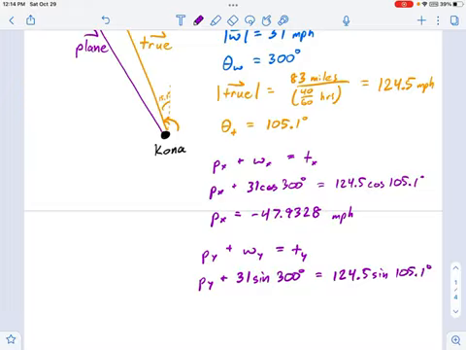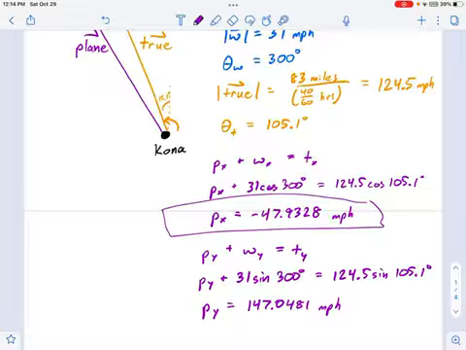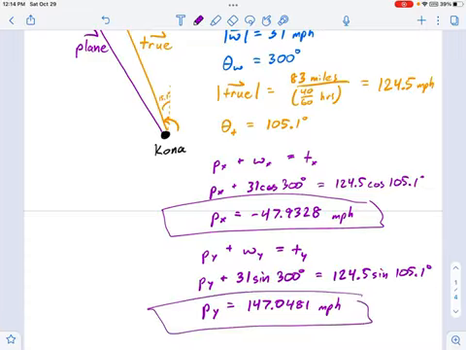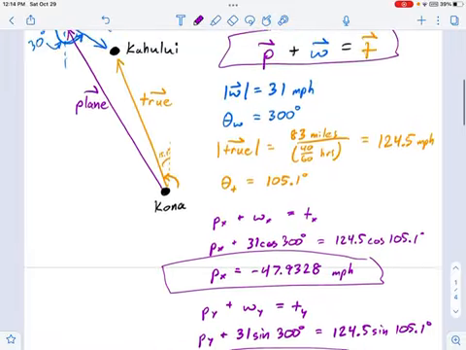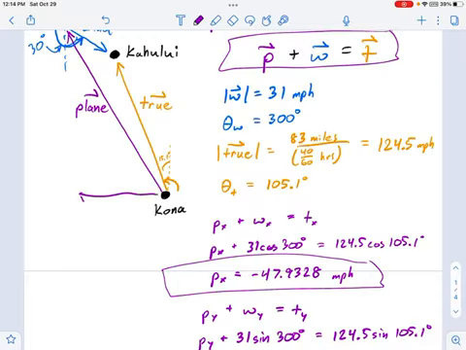That's the true vector. So if you solve this one for py, you're going to get py equals 147.0481. You'll notice I'm using a lot of decimals here. That is important because we are not done with the problem yet. We can do our rounding at the end, okay? So here's the two important pieces of information. I'm basically done with the problem now. I know the plane's velocity in x and y. That's this velocity and this velocity. I know those things now.